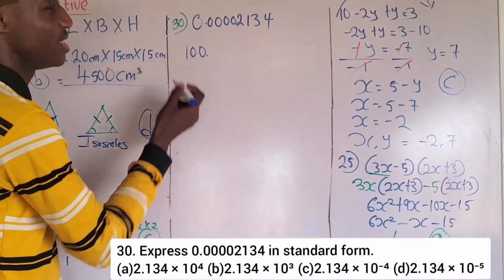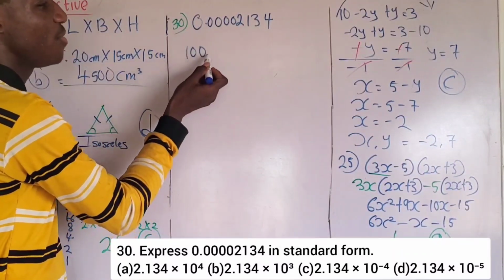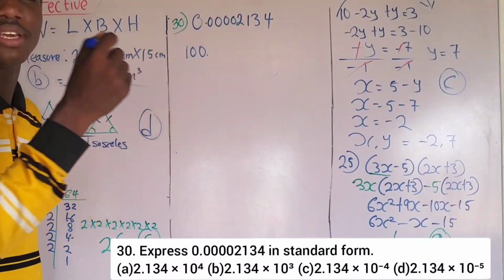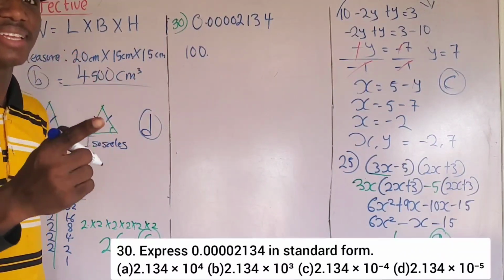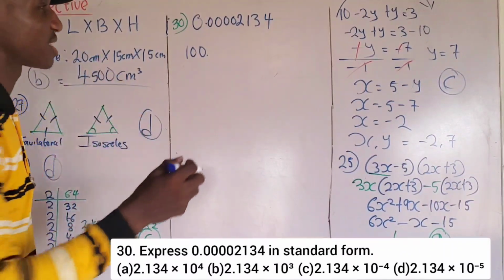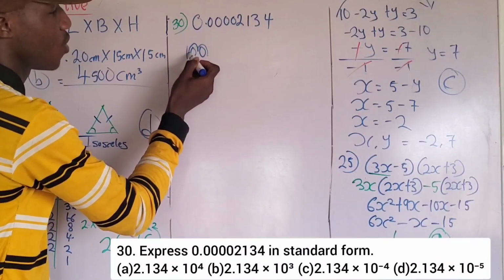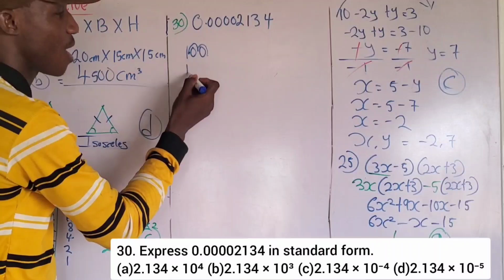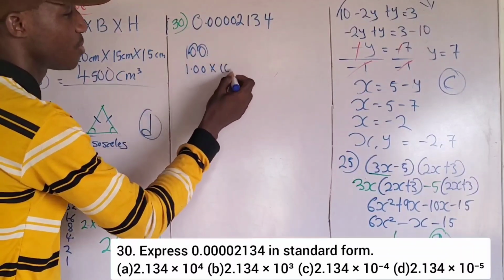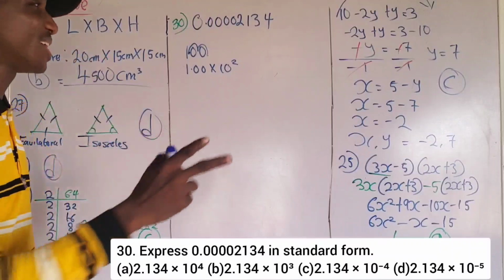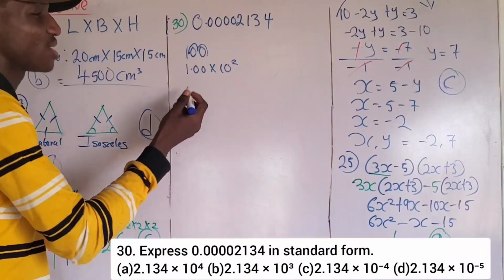Now, please pay attention. The decimal point is here. Now, if you move this decimal point to the left hand side, the power that the 10 is going to carry will be positive. You understand? So here I'm going to have 1, 2. So if I want to place the decimal point here, I'm going to have 1.00 times 10 raised to the power of 2. Because I moved the decimal point twice. Do you understand?